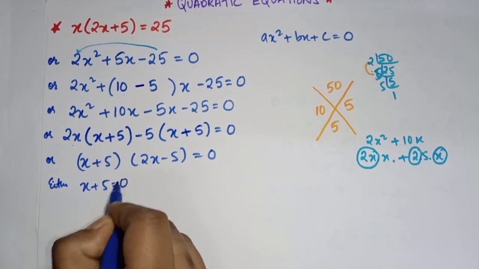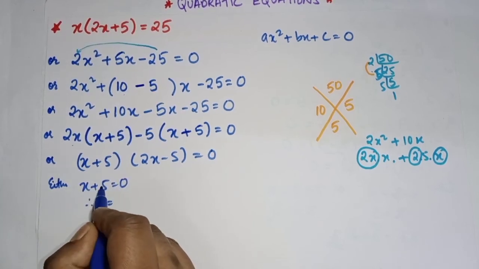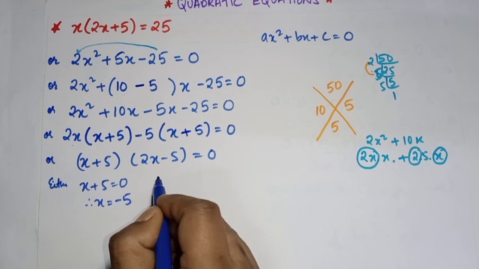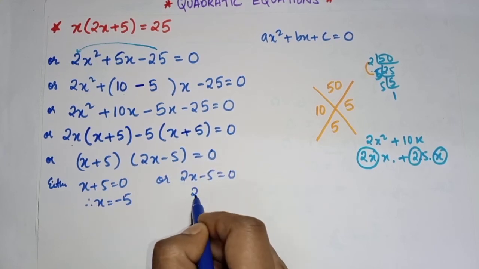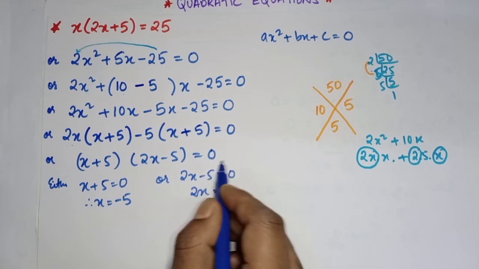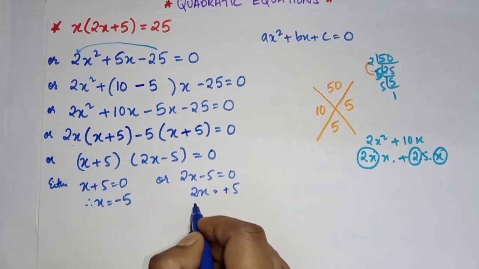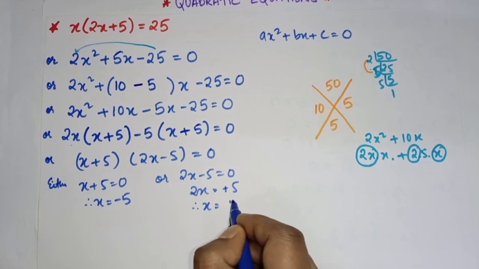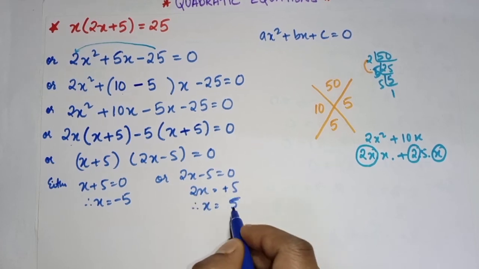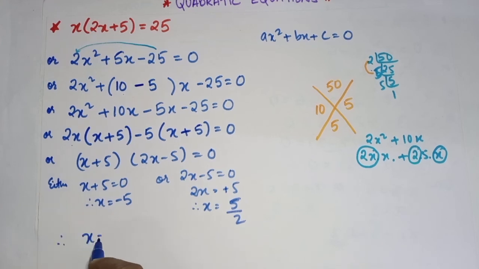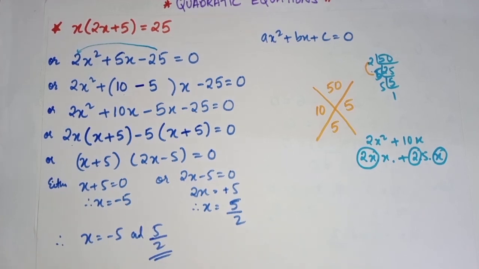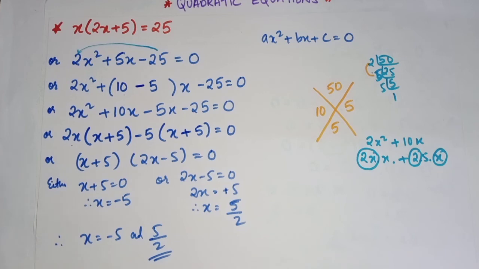So this will be either x plus 5 equals 0, therefore x equals plus 5, when it goes outside it will be minus 5, or 2x minus 5 equals 0, that means 2x equals minus 5, when it goes outside it will be plus 5, therefore x equals 5. This is multiply, when it goes outside it will be divide, 5 by 2. So therefore I got the answer. Therefore x equals minus 5 and 5 by 2. So this is your final answer, and it carries 3 marks.